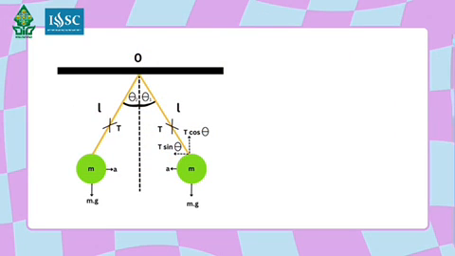So, in 3 dimensions, x, y, z, and we have x1, x2, y1, y2, z1, z2. The two pendulums remain in the xy plane, so the z component does not change. Then I will write z1 equals 0, z2 also equals 0. We have got two constraints, then we find another constraint.